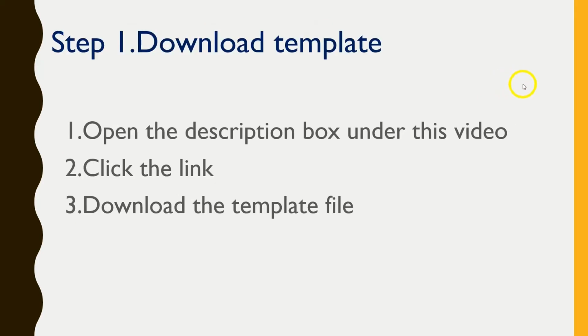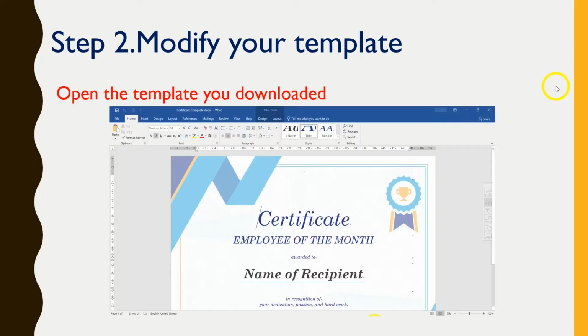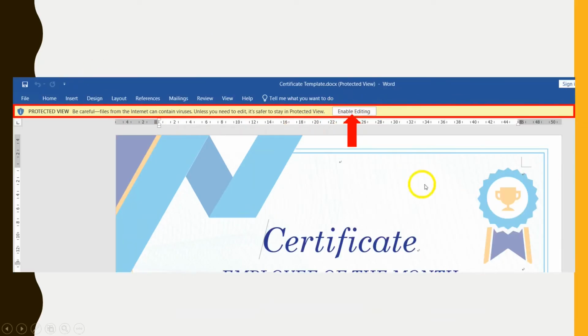Okay, let's start. First, download the template we need. Open the description box below and click the link Template, and then download the template. Open the template you downloaded. If you see a notification appears, just click Enable Editing. You need to click this first so that you can edit this file.